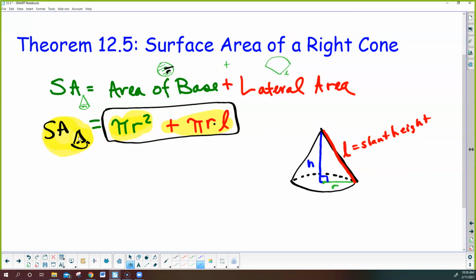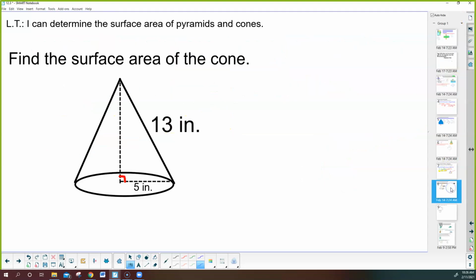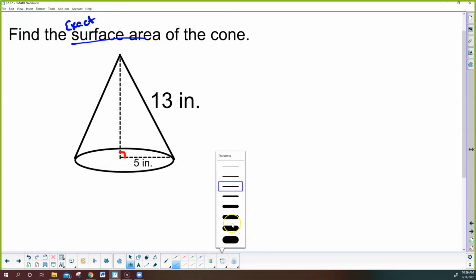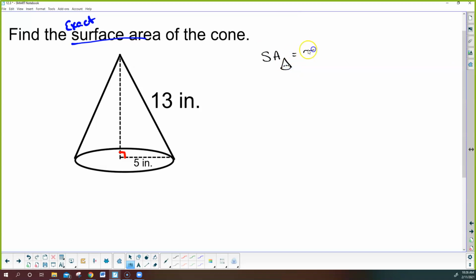All right, so let's look at an example using the area of the base plus the lateral area, pi r L. I'd like you to try this one. You don't even have to write this down. What I want you to do is find the exact surface area. And what we mean by that is leave pi in your answer. And if you didn't get the equation from the last slide, here it is.